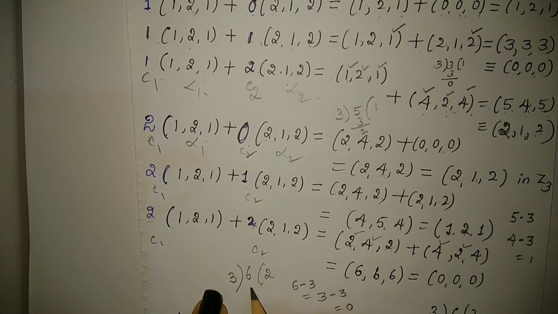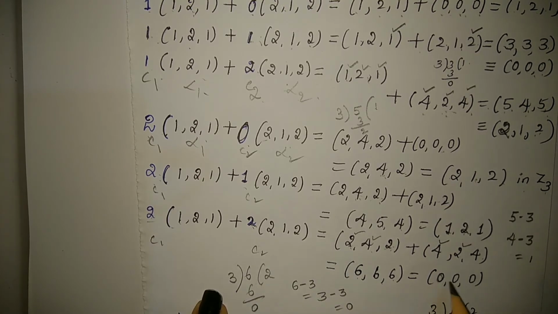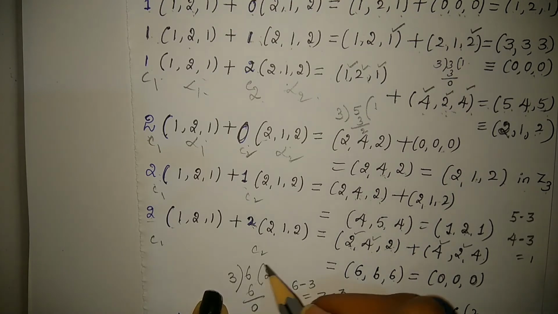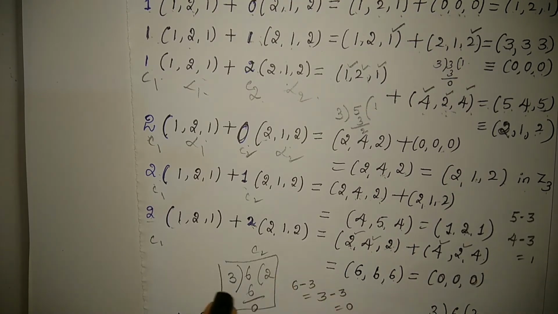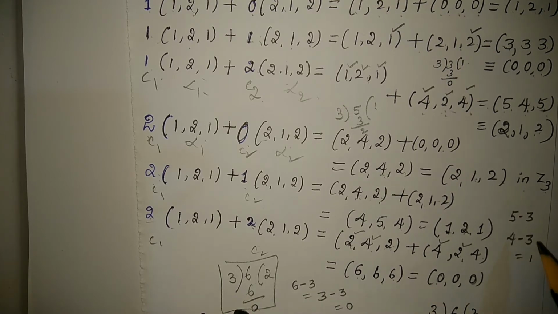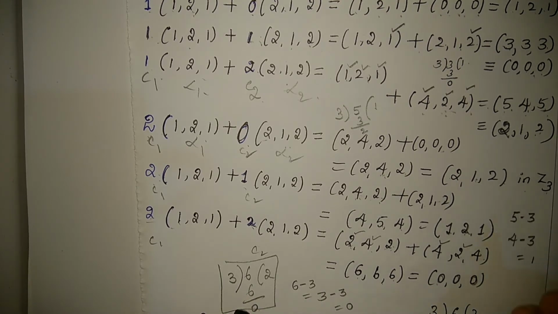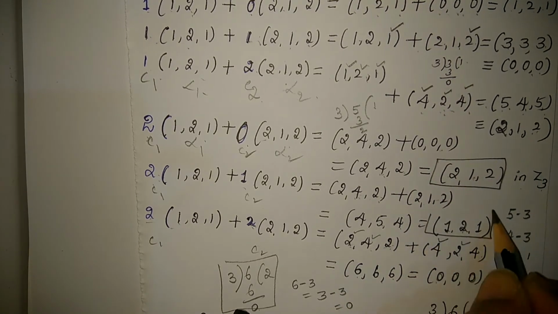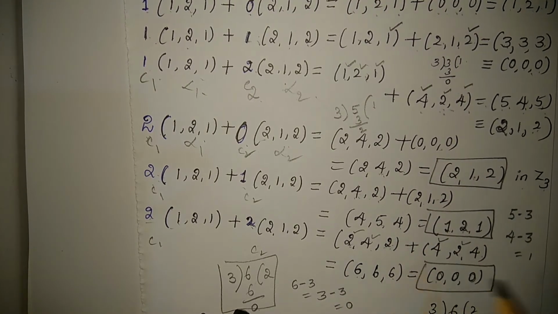3 1s are 3, 3 2s are 6. Remainder is 0, so 0 0 0. Is it okay? So just divide by 3 and write the remainder. Okay. So here we get the elements 2 1 2, 1 2 1 and 0 0 0.